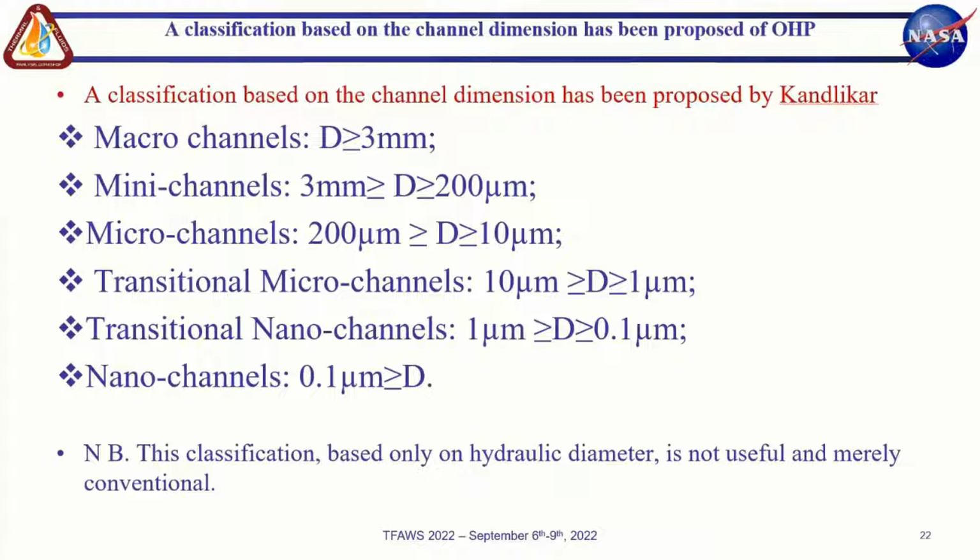A classification based on channel dimension has been proposed by Kandlikar, as follows: macrochannels, minichannels, microchannels at 200 micrometers, down to 10 microns, then transitional microchannels, transitional nanochannels, and nanochannels from 5 to 1 micrometers, in terms of diameter. But this classification is based on hydrodynamics. It is not useful in mainly conventional cases. Next, please.